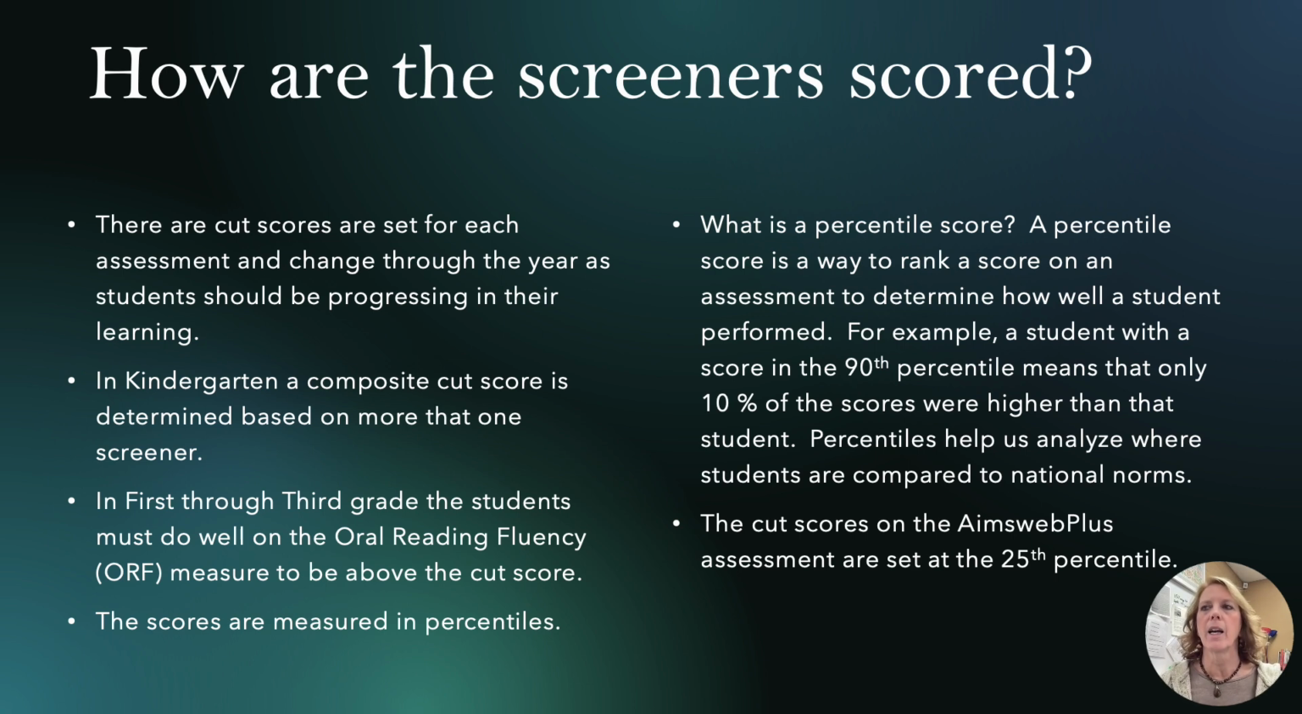What is a percentile? A percentile is a way to rank scores from 0 to 99 to determine how well a student has performed. For example, if a student is said to be at the 90th percentile, that means only 10% of the scores were higher than where that student scored, and 89% of the scores were lower. Percentiles help us analyze where students might be compared to national norms. And as I said earlier, the AimsWeb assessments are set at the 25th percentile for that cut score.